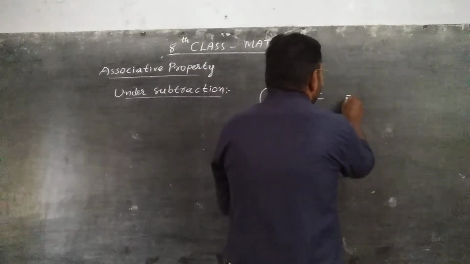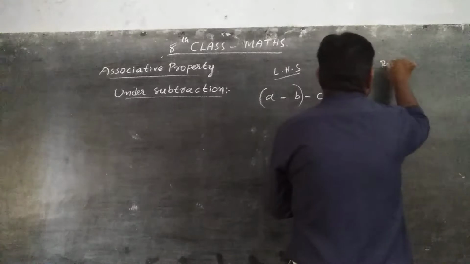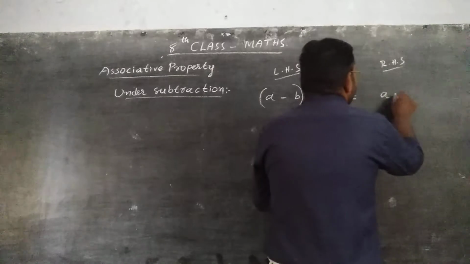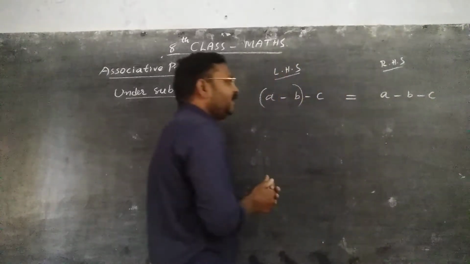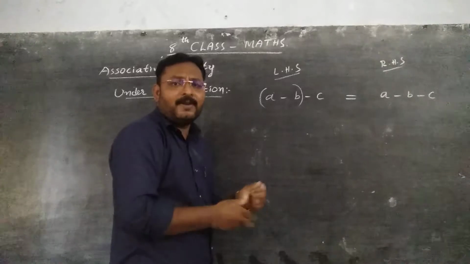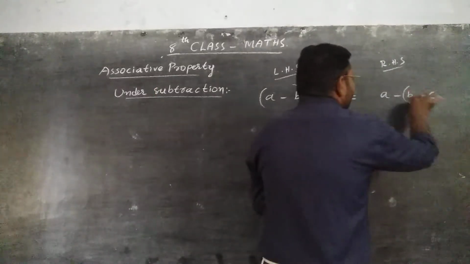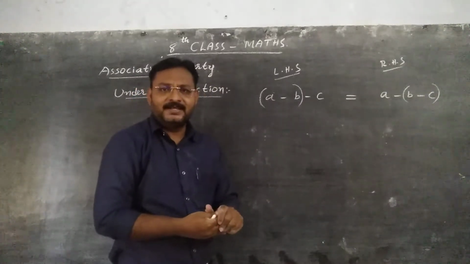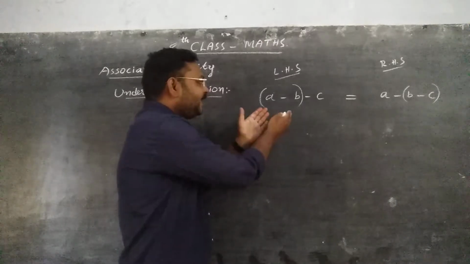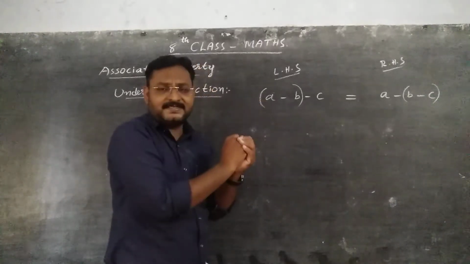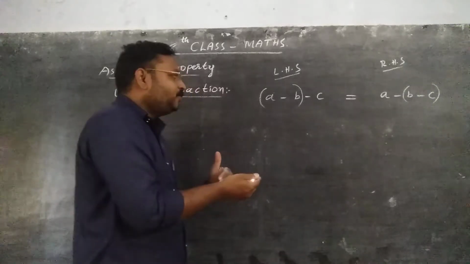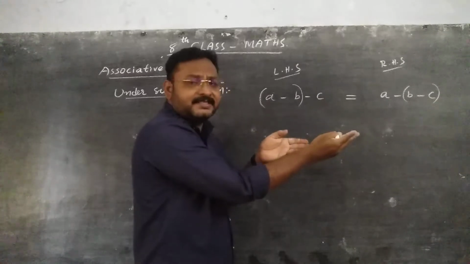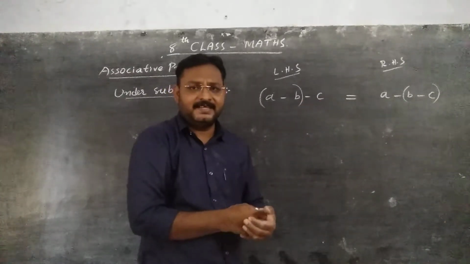Now use the equality symbol and write RHS also. What would be the RHS? Again you write A minus B minus C, and apply the bracket for the last 2 numbers. If we apply the bracket for the first 2 numbers, that is LHS. After that, if we apply the bracket for the last 2 numbers, that is called RHS.